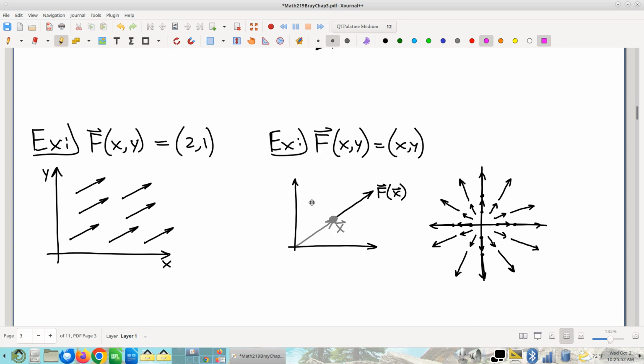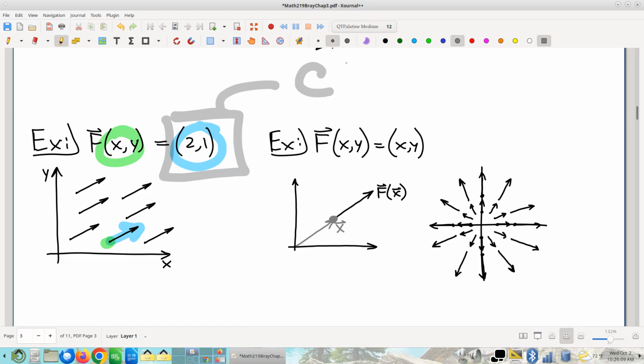A couple of examples. This is what a constant looks like. Notice that for an input point x, y, we've got an output formula here, 2, 1. And notice that is a constant. So this is what a constant vector field looks like. Now, is that a horizontal line? Or is it a bunch of horizontal lines or something like that?